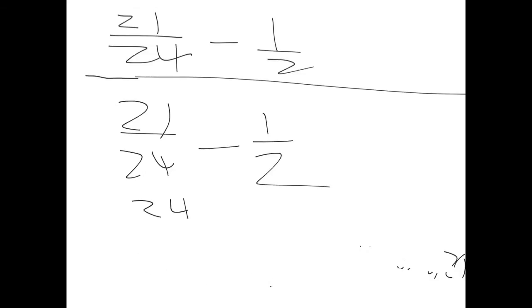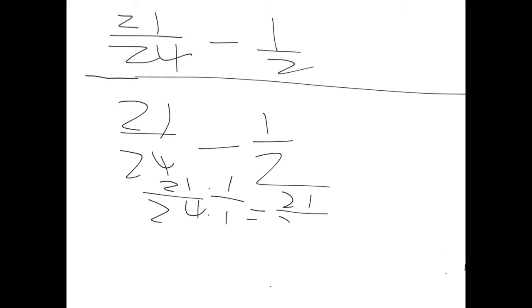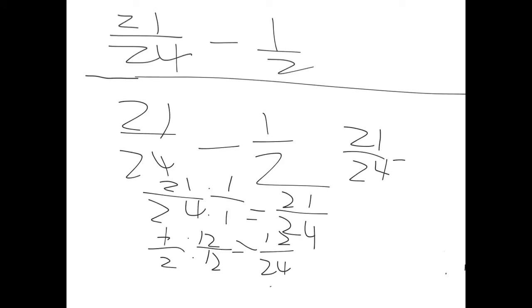So the 24 is the least common multiple. So then what you want to do is you do 21 over 24. So 24 times 1 is 24. So you do times 1 over 1 equals 21 over 24. And then 1/2 times 12 over 12 equals 12 over 24. So then you do 21 over 24 minus 12 over 24, which is 9 over 24.